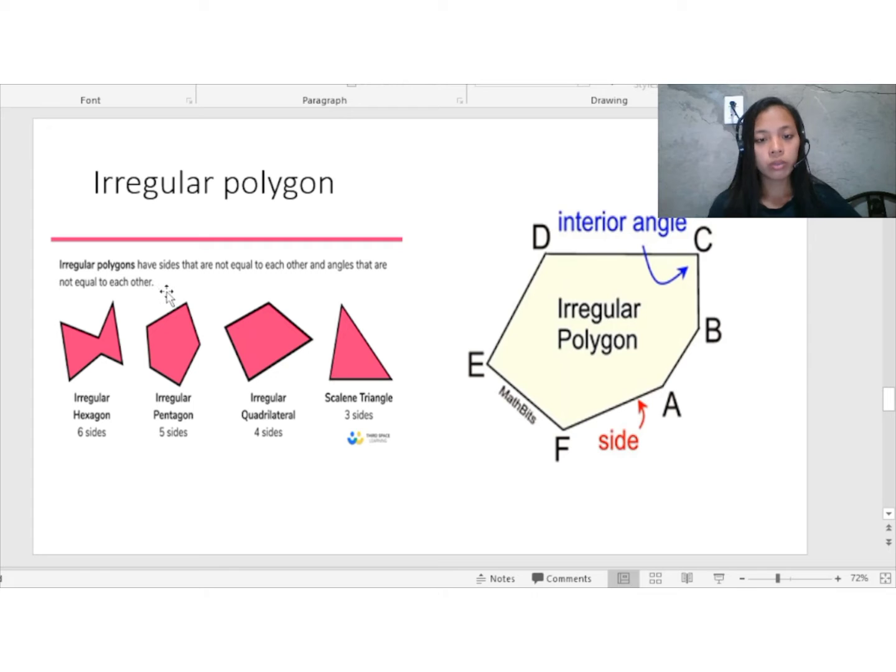Irregular polygons have sides that are not equal to each other and angles that are not equal. They may have different side lengths, but they are not equal.